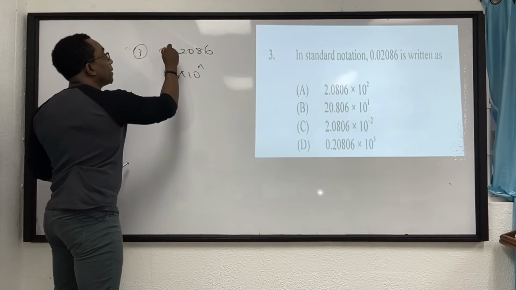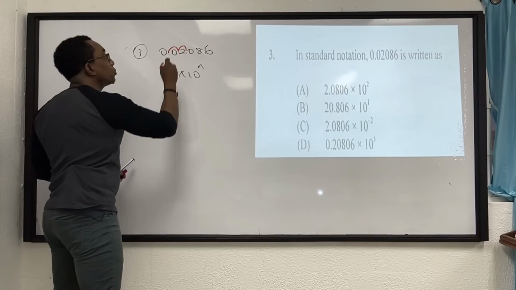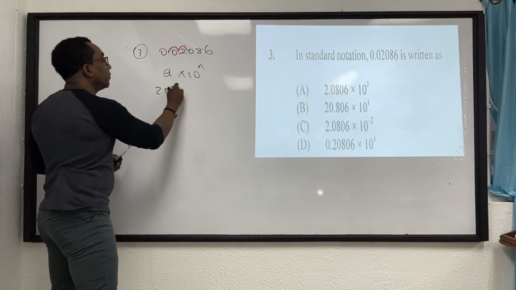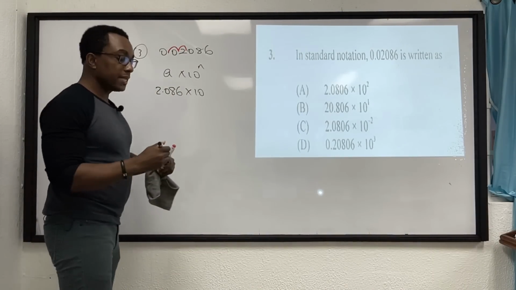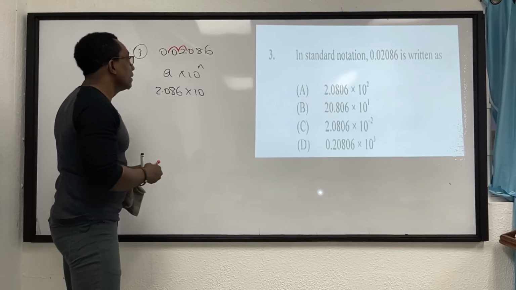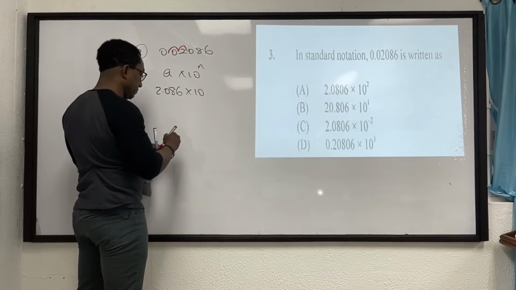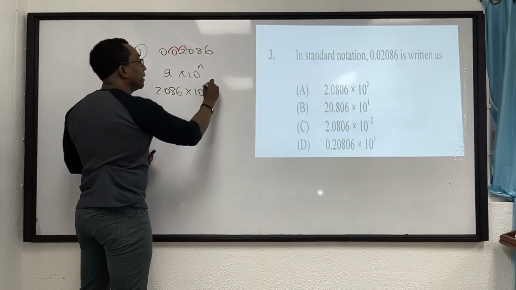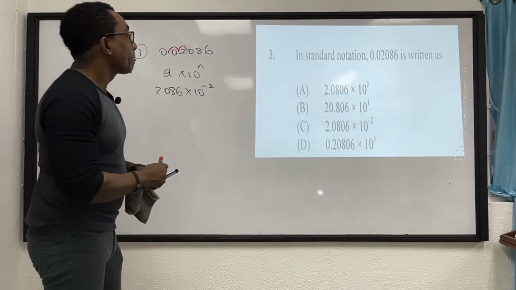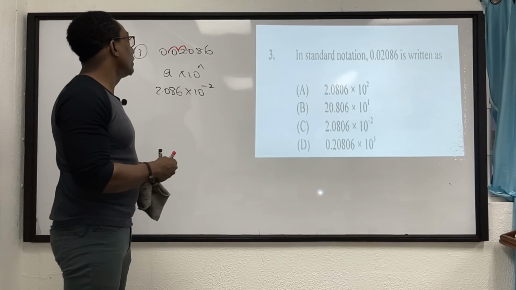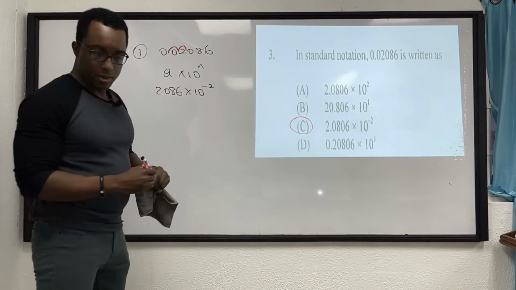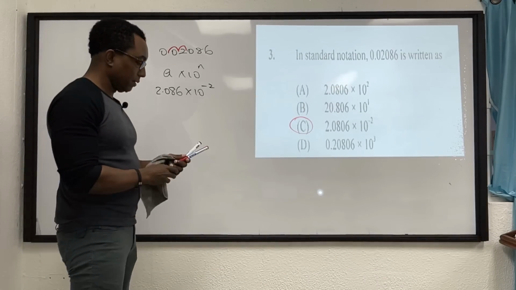So to make that happen, we're going to move this decimal point 2 places to the right. So this becomes 2.086 multiplied by 10, which is fixed. And because we move that point 2 places to the right, then it's going to become negative 2. So when that point moves to the right, it becomes negative. And because we move 2 places to the right, it will be negative 2. And that answer there for question 3 will be C. Let's look at question 4.